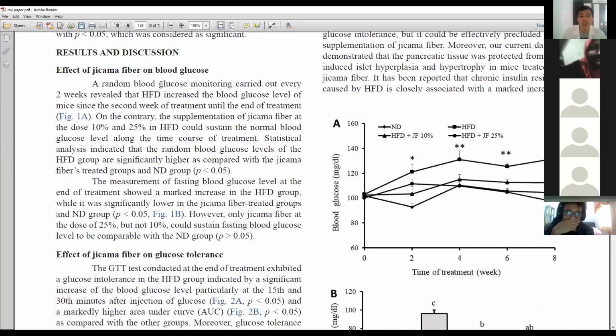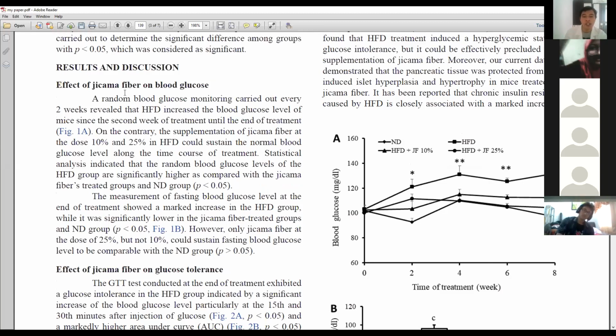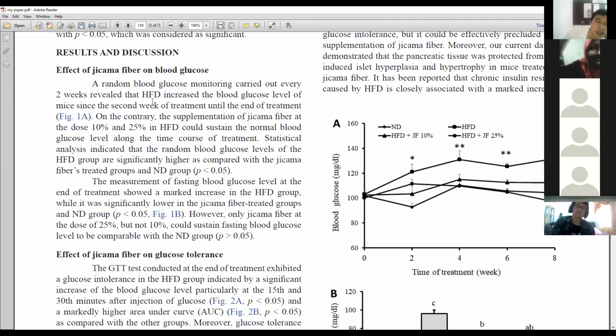So results and discussion are sometimes separated, like results first and the discussion later. But in many articles, you may find it like here, where there is a combination of results and discussion, so there is no separation. But still, you have to start by describing your results, like me.